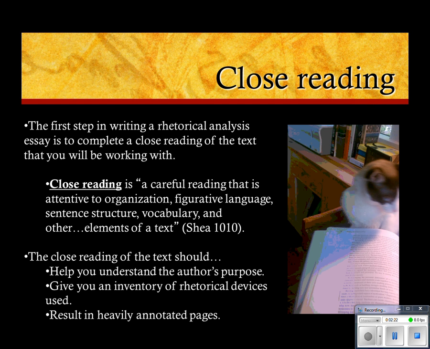So the close reading of the text should lead you to not just these three things, but at least these three things. It should give you an understanding of the author's purpose. It should give you an inventory of the rhetorical devices that are used. And in cases where it's possible, not in library books or books from the textbook room, it should result in you taking a lot of notes on the page, underlining and circling and asking questions and making notes for yourself.